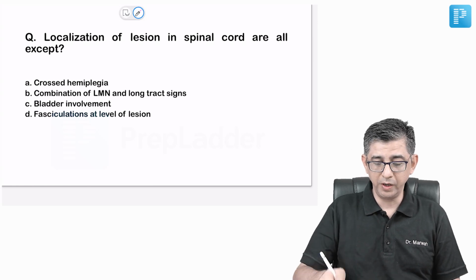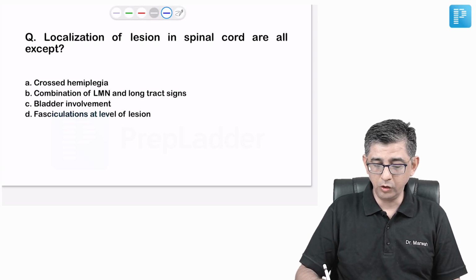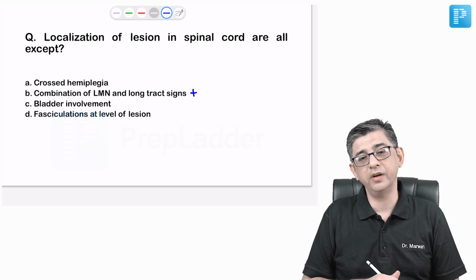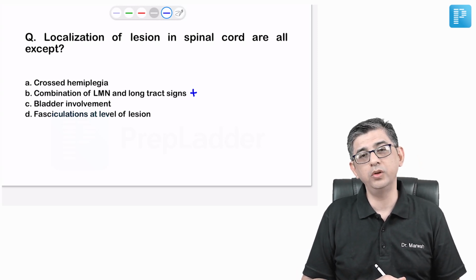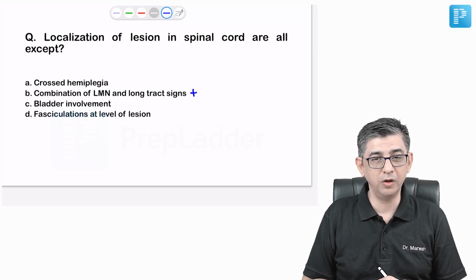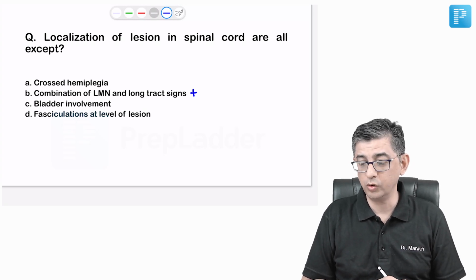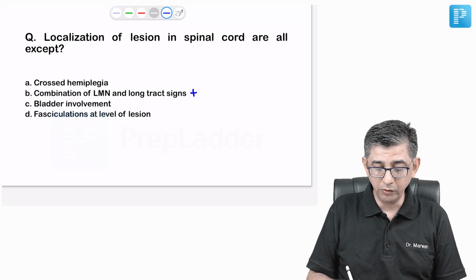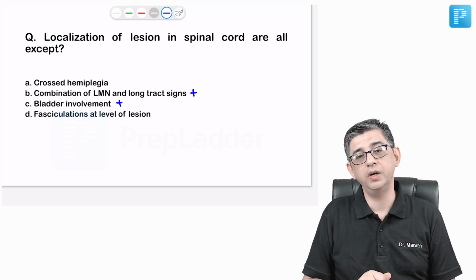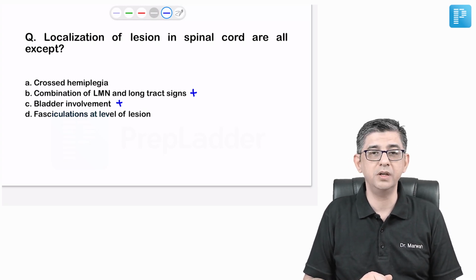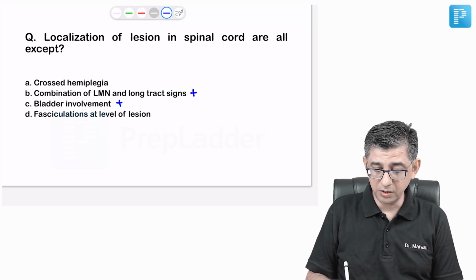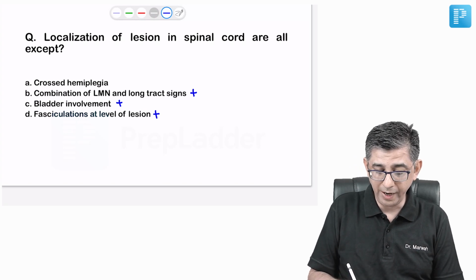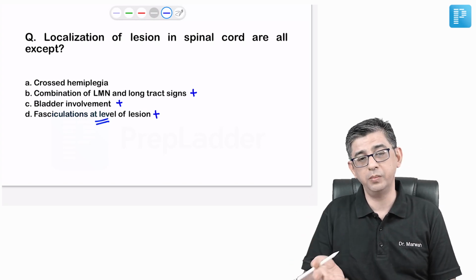So every time there's a spinal cord lesion, we would be having a combination of lower motor and long tract signs, in a sense that at the level of the lesion it will be lower motor, and below the level of the lesion it would be upper motor, and there would be corticospinal manifestations. They could be Babinski sign. Bladder involvement definitely can be seen if there's a lumbosacral spine involvement, especially S2, S3, S4, if they're involved, like in cauda equina. Fasciculations, lower motor neuron manifestations at the level of the lesion, and below is always upper motor.